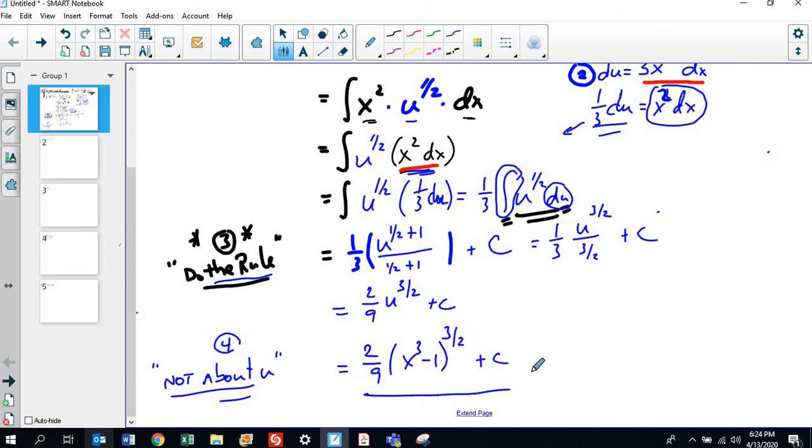That's my final answer. If you want to check it, you certainly can by taking this derivative using the chain rule and seeing if you get back to the original function. If you do it properly, you will. Okay? So that's the process.